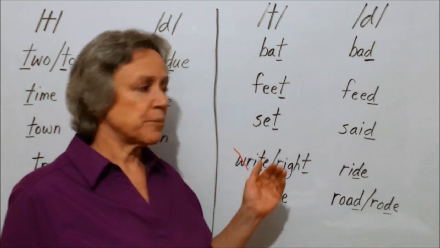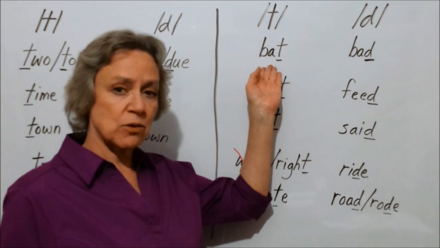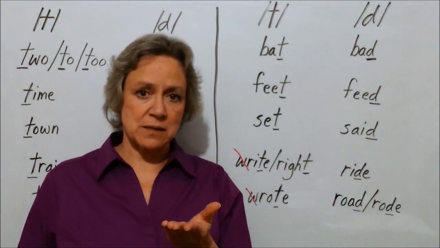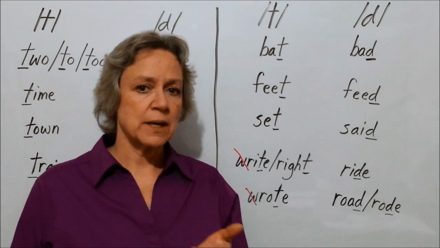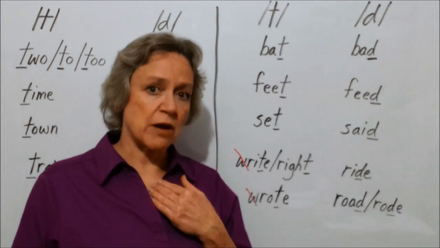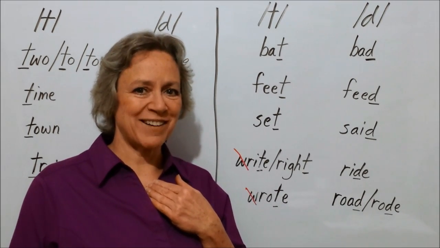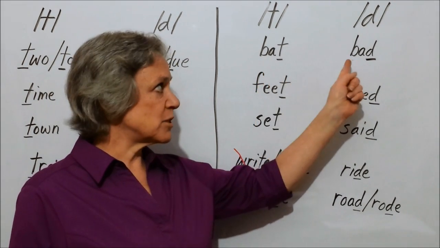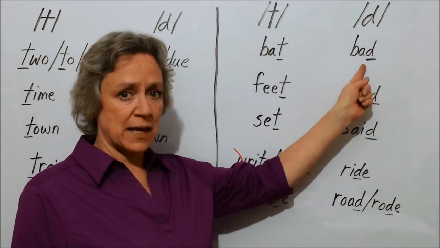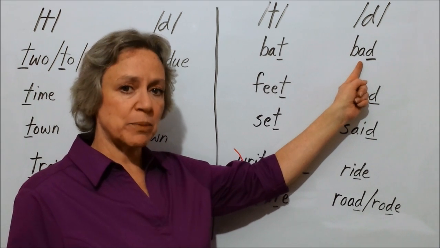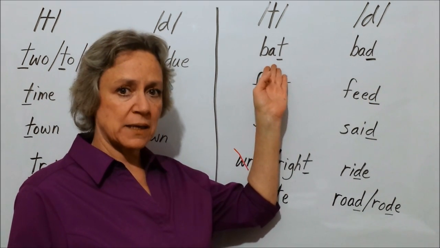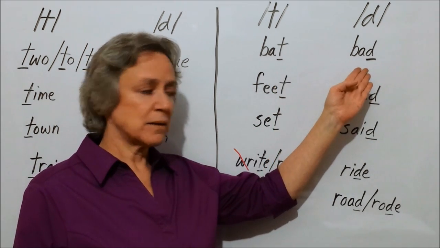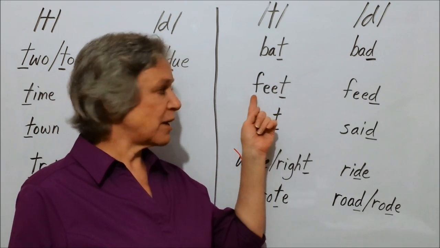Let's do all of these again. Bat. Notice I'm not releasing the T. However, you can release it, bat, okay, if you prefer. It's more natural to me to not release it, so I'm not going to, all right? But the B and the A should sound the same as the B and the A here, except that this A will be a bit longer. Bat. Bad, bat, bad.